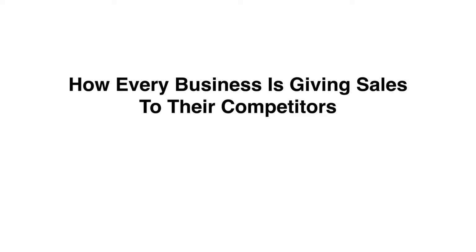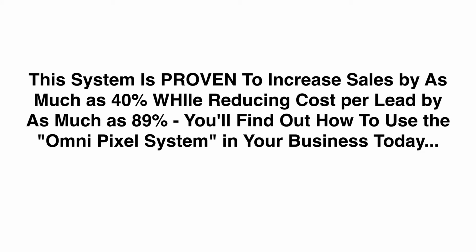We're going to be talking about how every business is quite literally giving sales to their competitors. We're going to be talking about a system today that is proven to increase sales by as much as 40% while reducing our cost per lead, how much we're paying for a single lead, by as much as 89%. And you're going to figure out how to use this Omni Pixel system in your business today. My goal is simple: to give each and every one of you an unfair advantage for your business. And that's what we're going to do in today's training session.